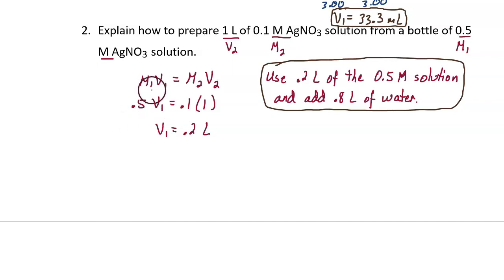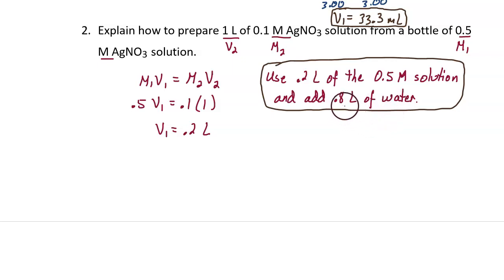So I've written the dilution formula M1V1 equals M2V2 and made the substitutions and solved for V1. The result is 0.2 liters. This question asks for an explanation, so let's do a sentence. To create this solution we need to use 0.2 liters of the 0.5 molar solution and then add to it 0.8 liters of water.